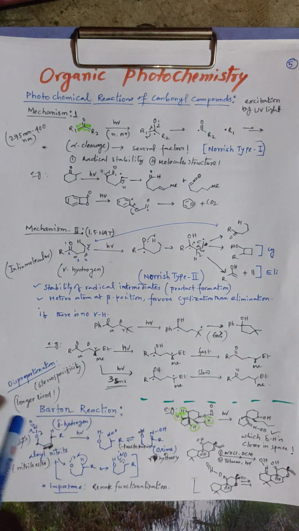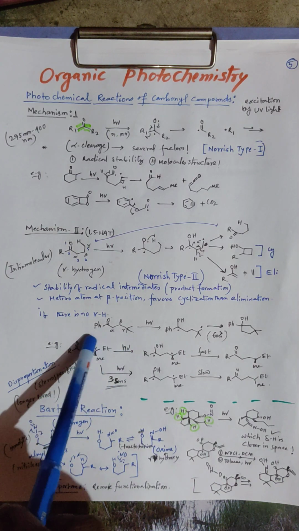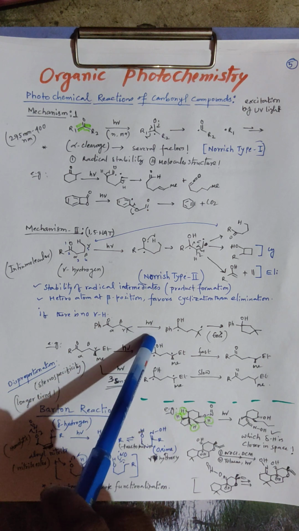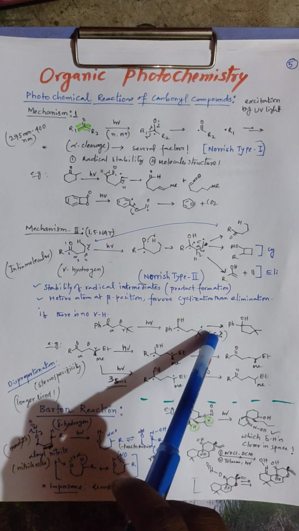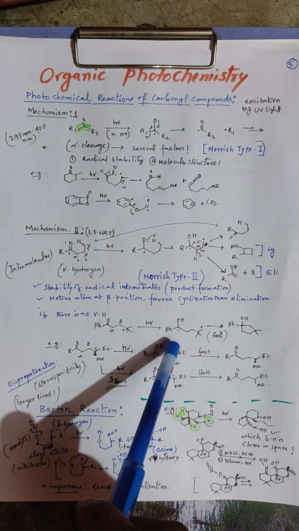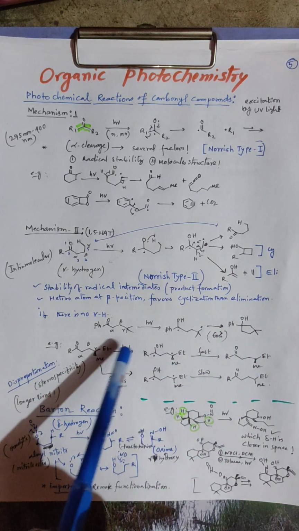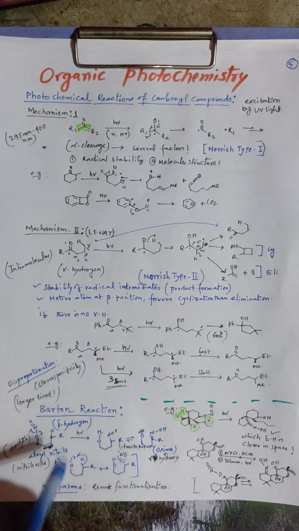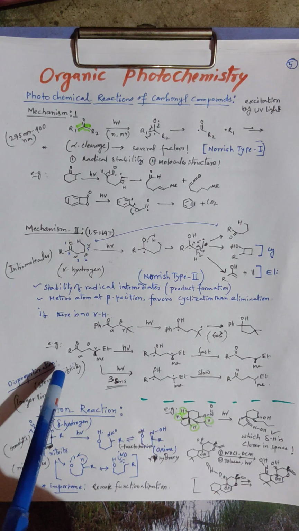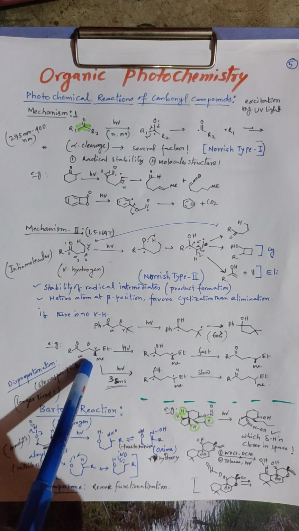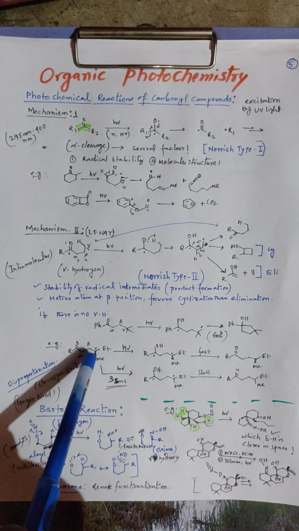Also, if a heteroatom is there at the beta position, then cyclization is favored over the elimination. Now if there is no gamma hydrogen in this ketone, then under photochemical condition there is also a possibility of delta hydrogen abstraction, which can produce the cyclic product, but that is less efficient compared to the gamma hydrogen abstraction.